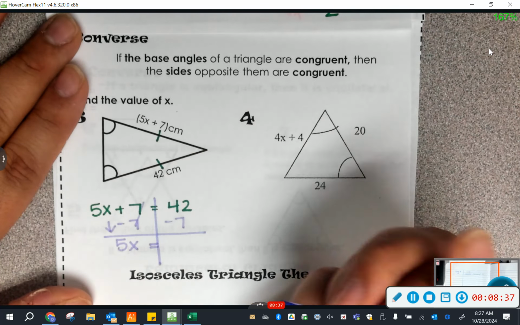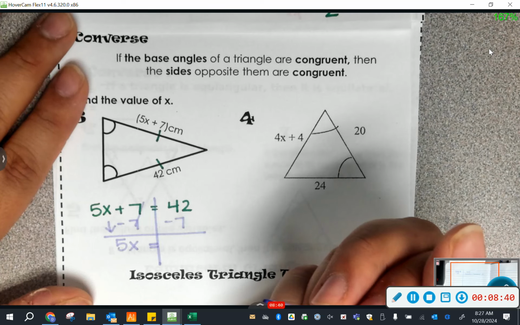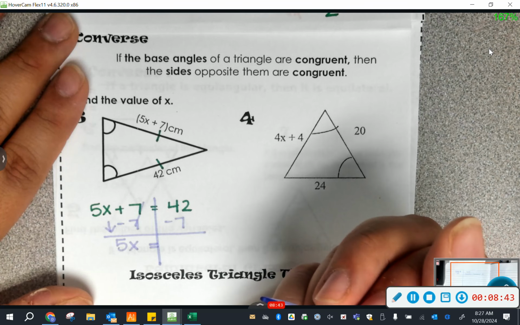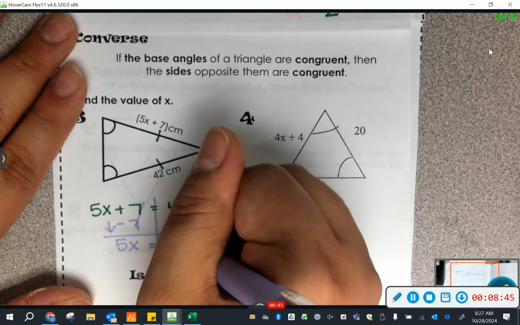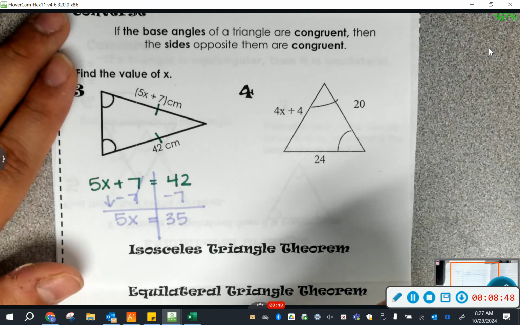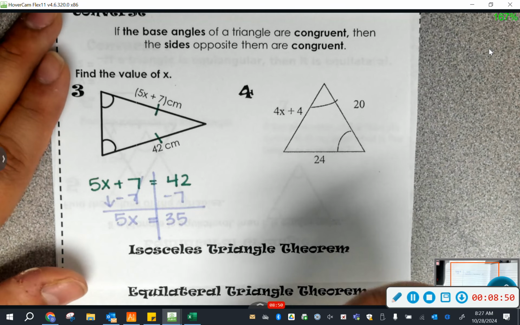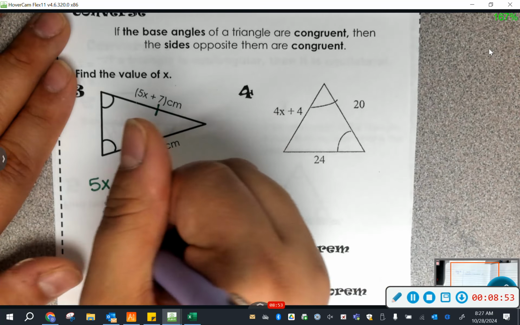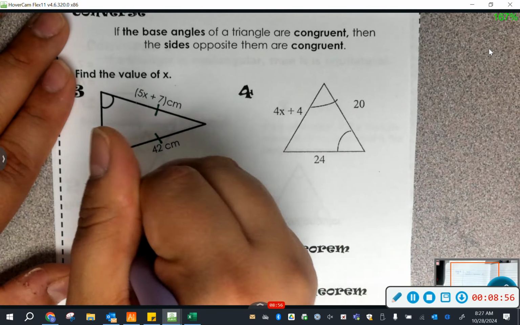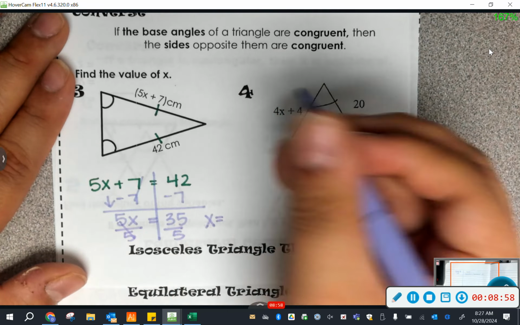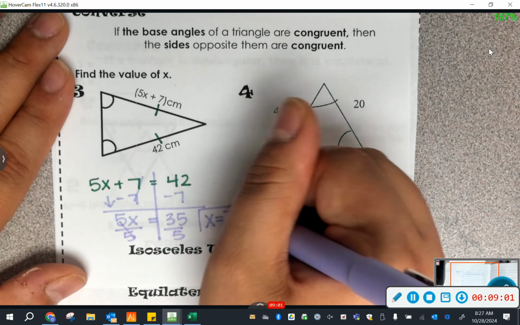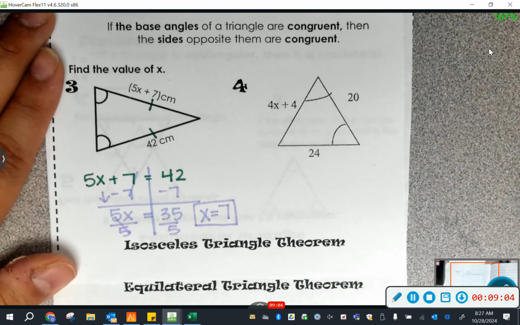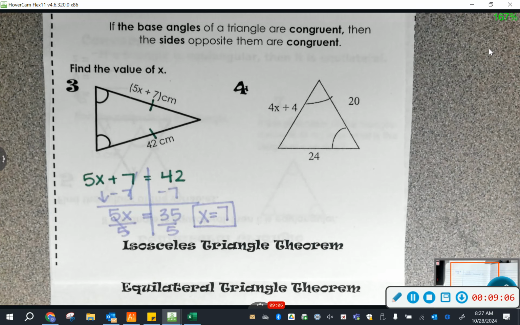Five x is going to equal 35. And then what? Divide it by, what is 35 divided by 5? 7. And that is your answer. Set them equal and then just solve. Get rid of your side chick, divide by what's in front of x.